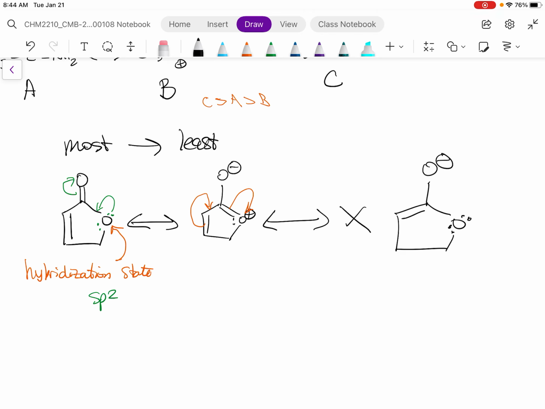Is that complete? No. What am I missing? Well, the first thing that should glare at you is what's the overall charge of this guy? 0. What's the overall charge of this guy? 0. What's the overall charge of this guy? -1. Okay? The way I've drawn it, it's a -1. So I've made a mistake somewhere.